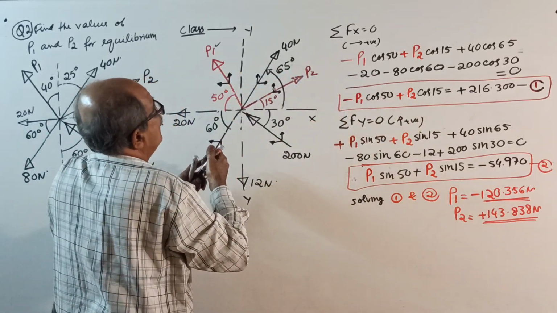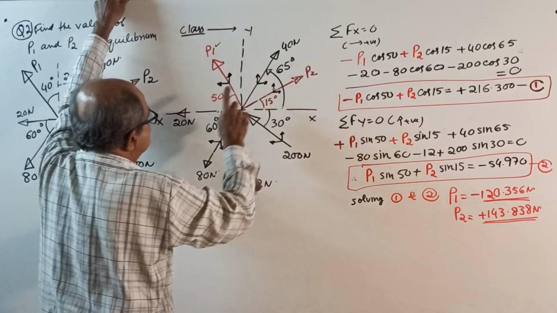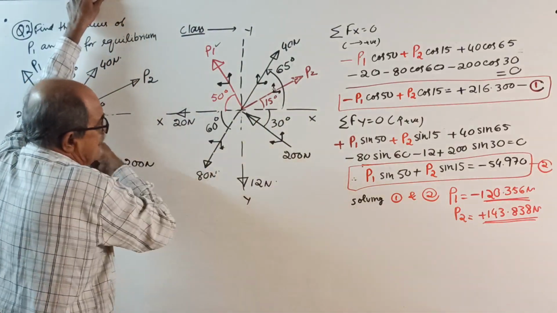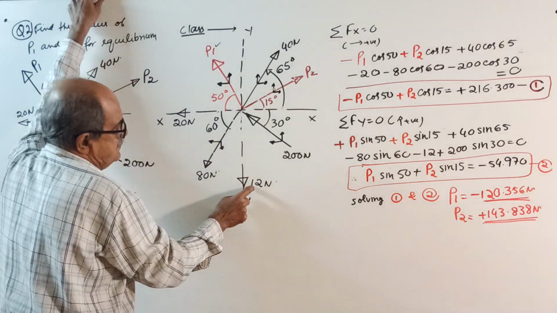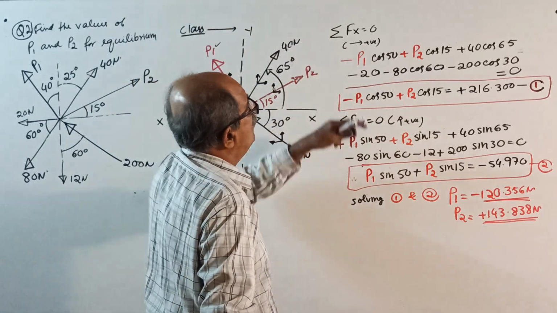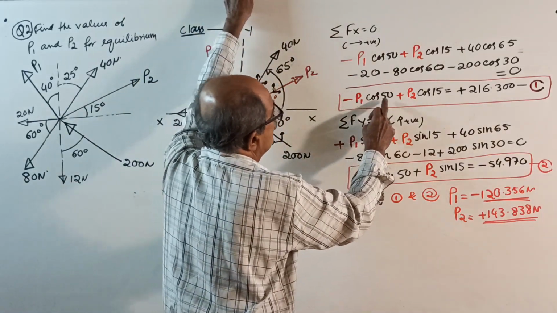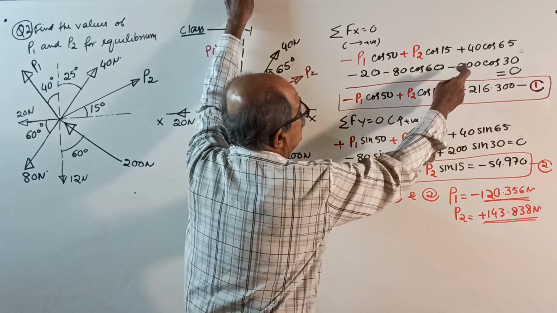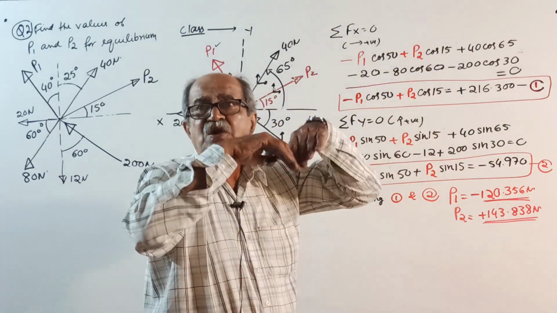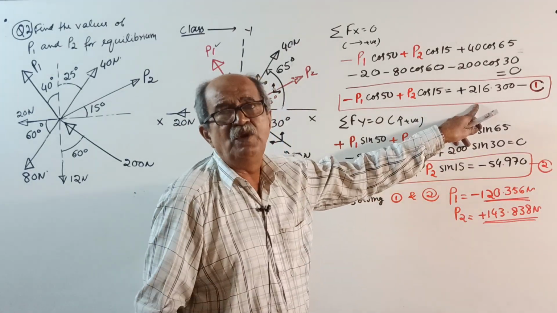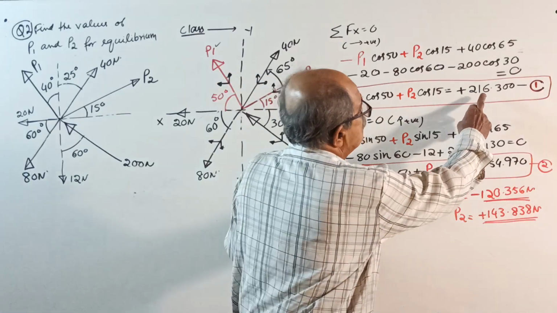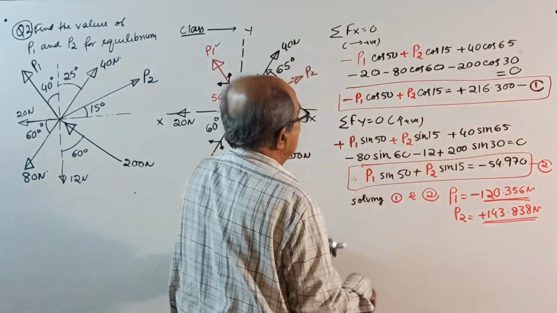Plus 40 cos 65, minus 20, no resolution. Minus 80 cos 60, this is not there. Minus 200 cos 30 equal to 0. So you get minus P1 cos 50 plus P2 cos 15 equal to, add all these. You will get a negative sign. Take it to that side, because when you solve by calculator, the constant should be on the right hand side, this mathematical part. It will come 216.3, equation number 1.